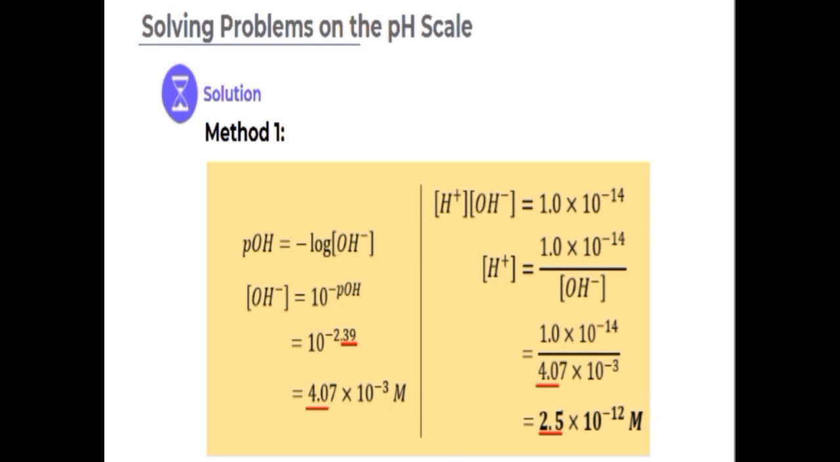To convert hydroxide ion concentration to hydrogen ion concentration, use the ion product constant equation. Substituting the hydroxide ion concentration gives hydrogen ion concentration equals 2.5 times 10 raised to negative 12 molar.